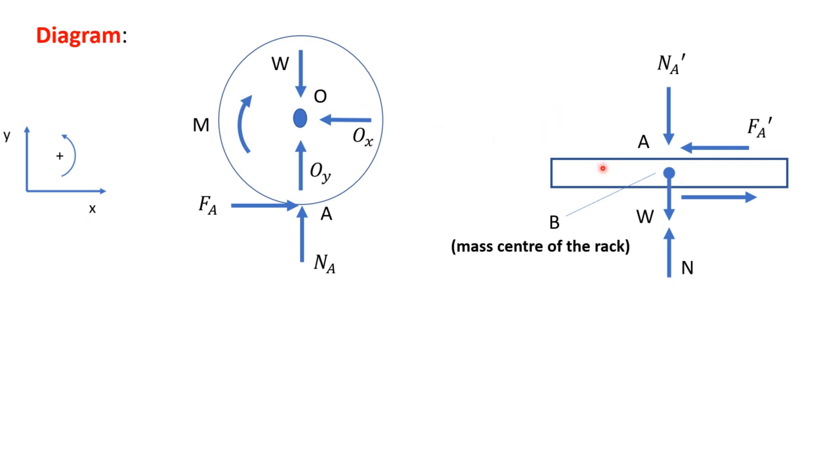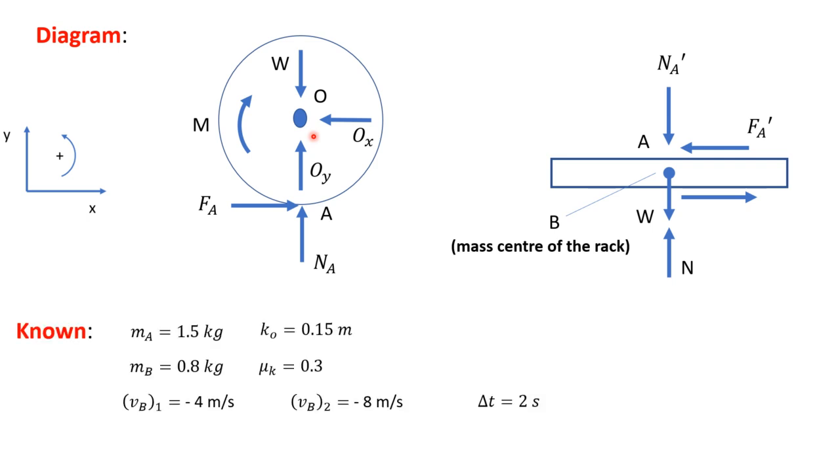So we have the mass of both. I can calculate the IG for the circle and continue with the solution by using the set of equations that we mentioned earlier. The knowns here are the mass of the gear, 1.5 kilograms, and kO, 0.15 meters, so we can calculate IG. The mass of rack B is 8 kilograms and the coefficient of friction is given as 0.3. Velocity 1 is 4 meters per second, velocity 2 is negative 8 meters per second, and delta t is equal to 2 seconds.